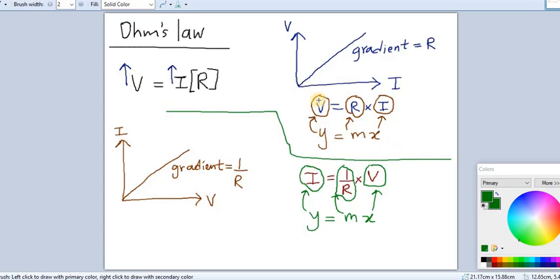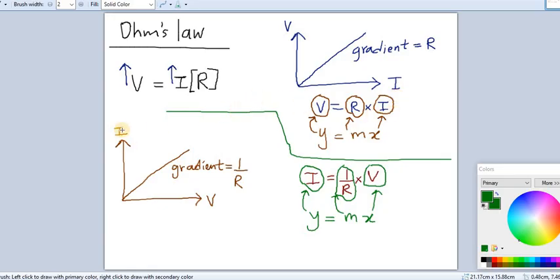Now you can see on the y-axis we have v, on the x-axis we have I. The gradient is r. So if you have a graph of v versus I, the gradient will be r, and it will be a straight line passing through the origin, which means v is directly proportional to I.